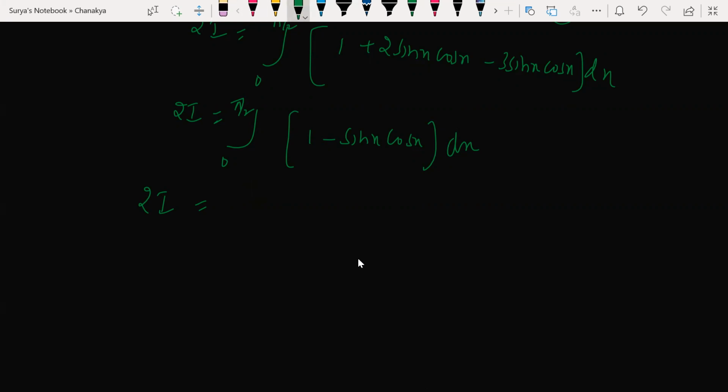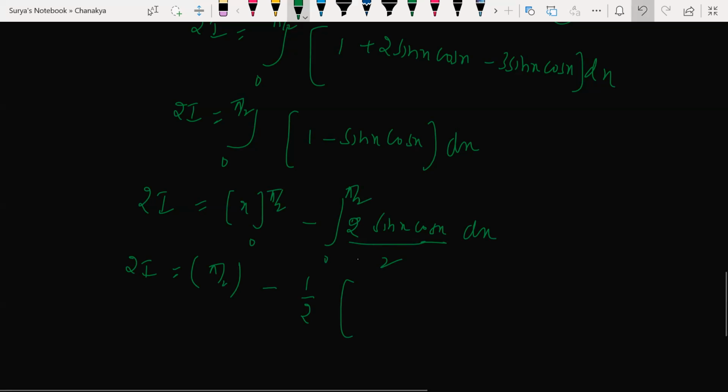Integral 1 into dx is what? x from 0 to pi by 2, minus integral 0 to pi by 2 sin x into cos x dx. So 2 times I is equal to pi by 2 minus 0, right? Minus, you're multiplying and dividing with the 2 above. So 2 sin x cos x is what? So 1 by 2 times integral 0 to pi by 2, 2 sin x cos x is sin 2x into dx.